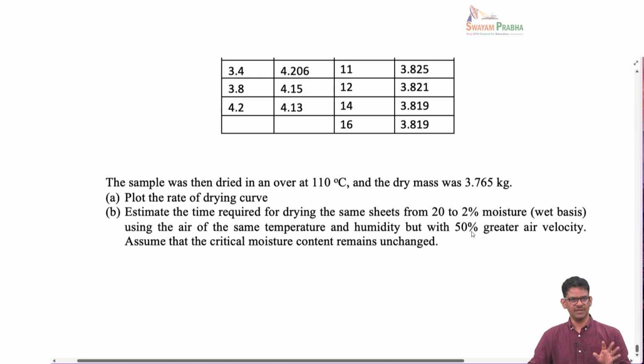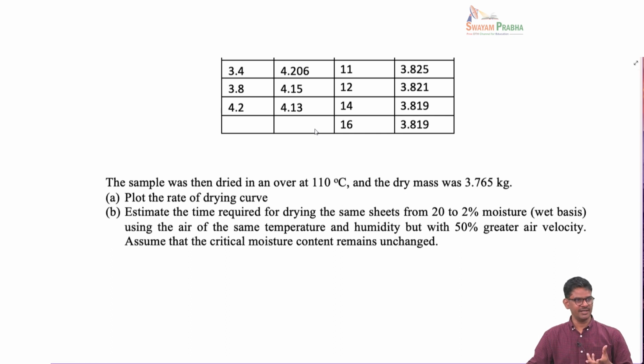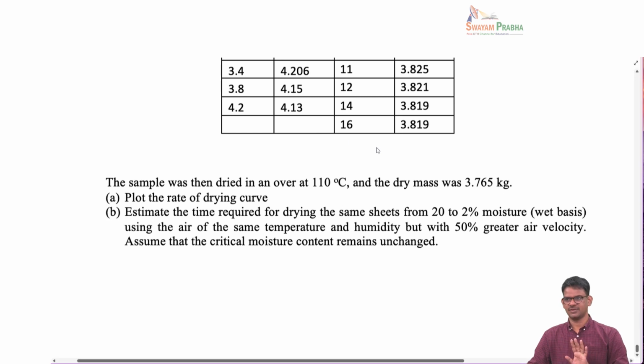Okay, so what we need to do here is find the constant drying rate from the test sample, and then we get a correlation between how the flux will change with respect to air velocity, and then we scale it accordingly and use a scaled drying rate for this problem.